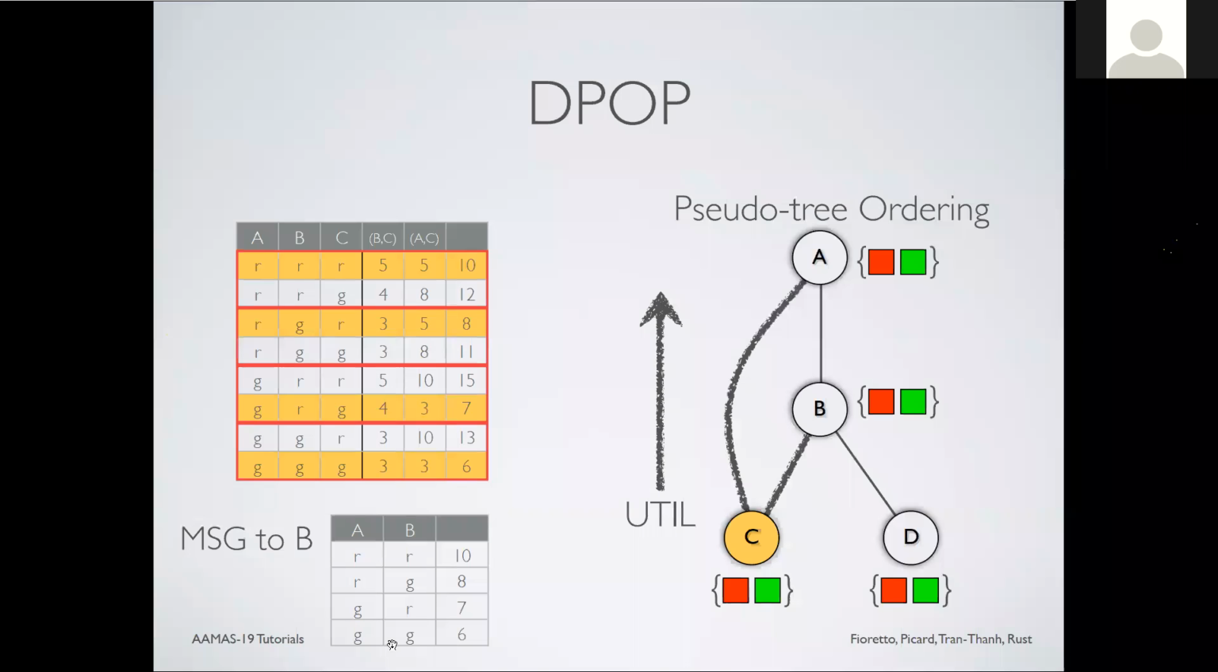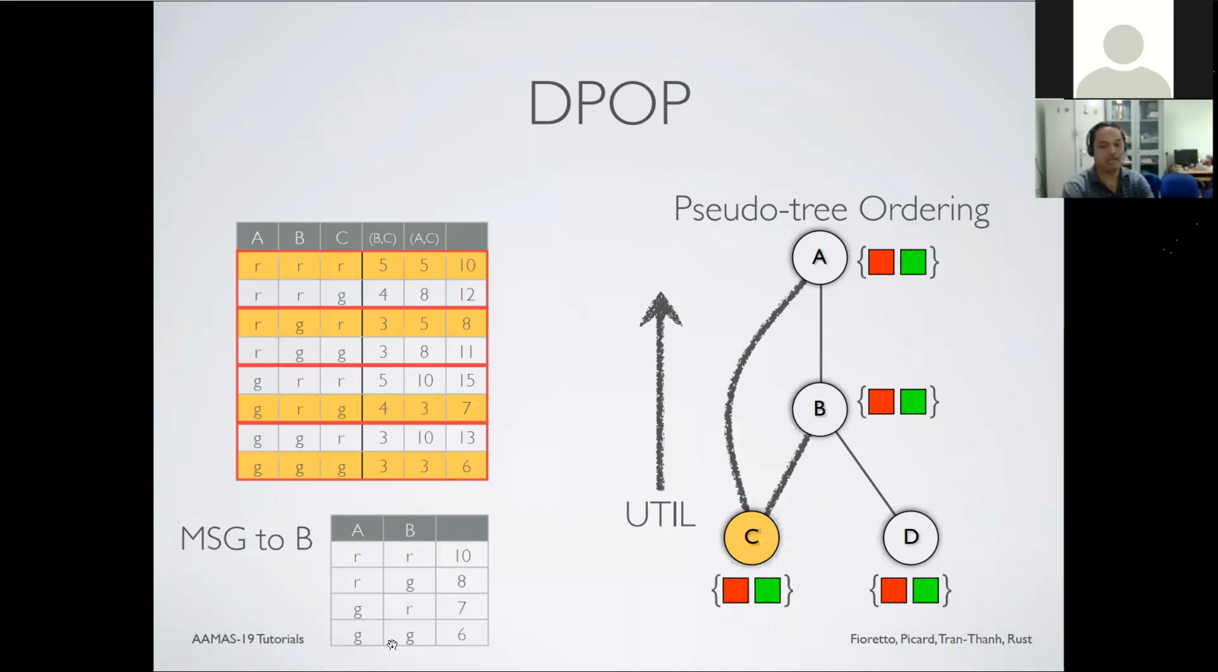So this message will be sent to B. So A will be sending these utility values to B. Colored values are coming from top to bottom. The cost values are going from bottom to up. So this will be going from bottom to up.